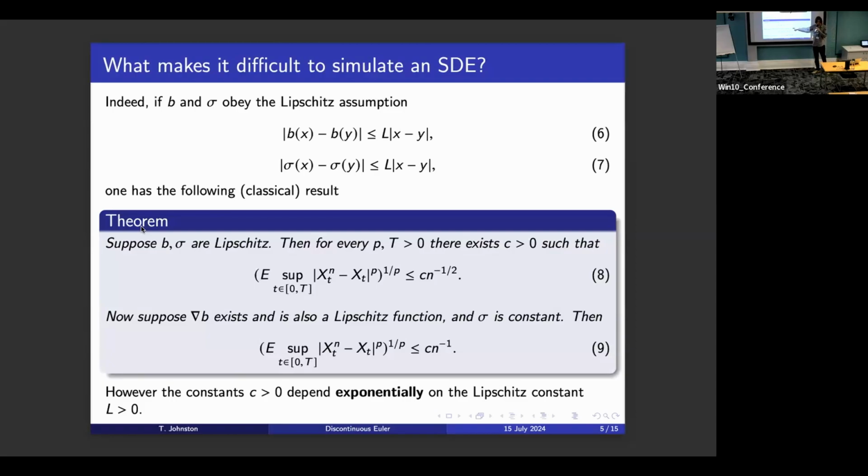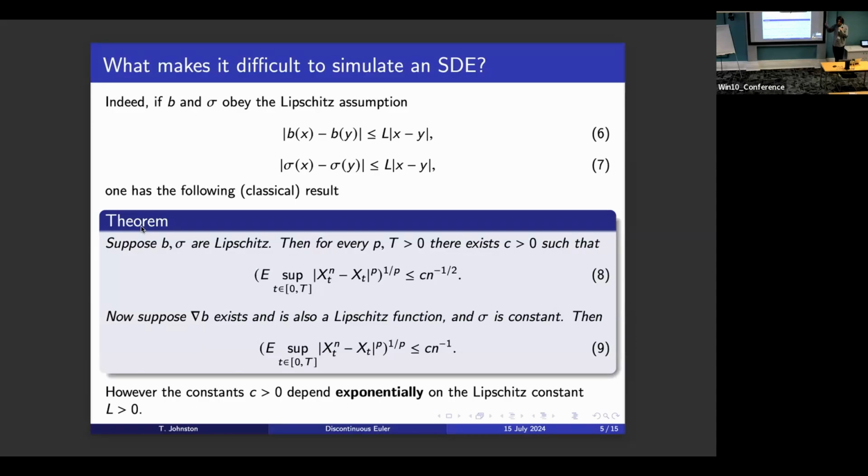And if we have some additional smoothness in the drift coefficient, and we also have additive noise, so sigma is constant, then one can improve the convergence to rate 1. So the right-hand side here is equal to the step size times some constant. However, these two constants depend on the Lipschitz constant L. So when L is very large, these bounds blow up.